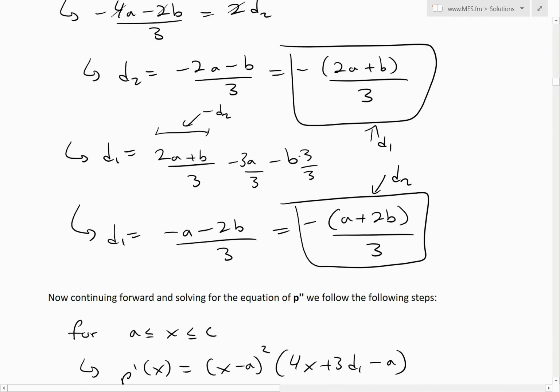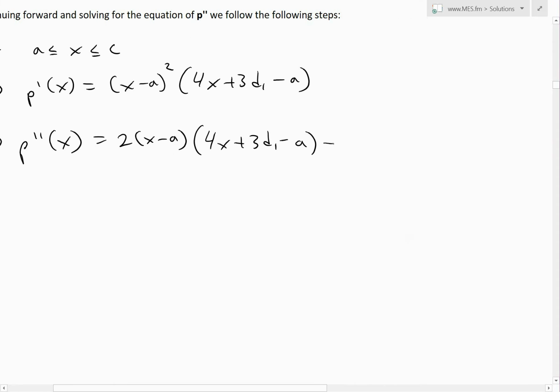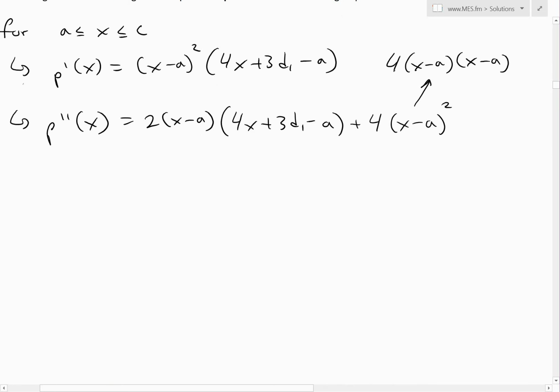So for the first part, now what we're going to do is solve the second derivative, p double prime of x, again using the product rule. So the derivative of the first part is going to be 2x minus a, and then we just put this here, 3d1 minus a, and then plus, this becomes 4x minus a squared. This top part is the same thing as writing 4x minus a times x minus a. So we're going to factor out the x minus a.